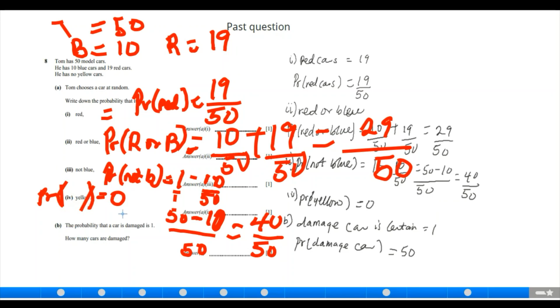Okay, now the probability that a car is damaged is 1. So how many cars are damaged? This is telling us that the probability that a car is damaged is 1. That is, the probability that an event is going to happen is 1. So that implies that all the cars are actually damaged. So all the cars that Tom has are damaged cars. So the number of cars that are damaged is 50 cars. Okay, that takes us to the end of our class.